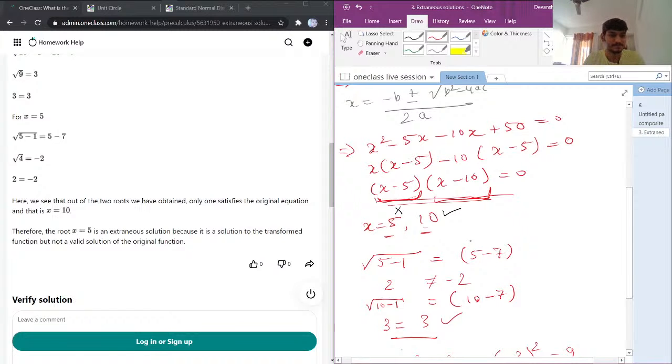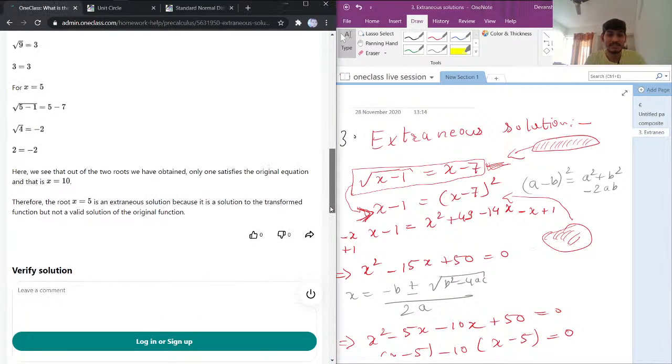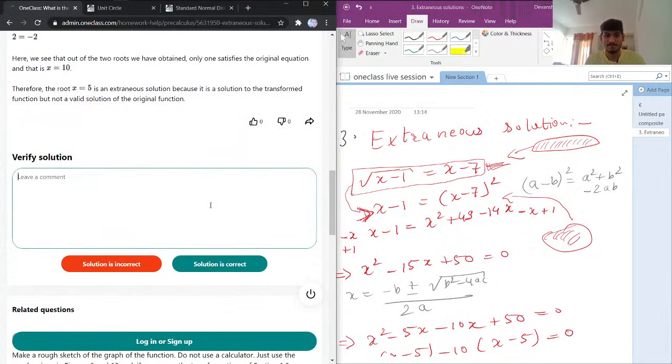Here you can see x equals 5 is an extraneous solution because it is a solution to the transformed function. Our transformed function was the squared function, this one. So therefore it was not able to satisfy the original function. So the solution is also correct here.